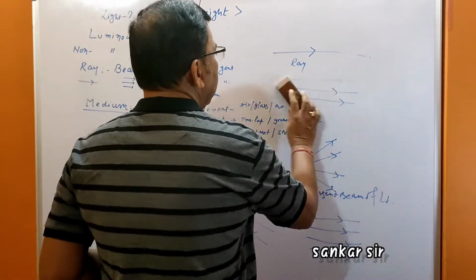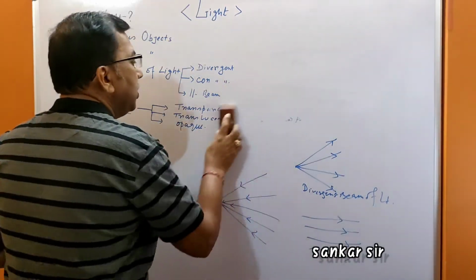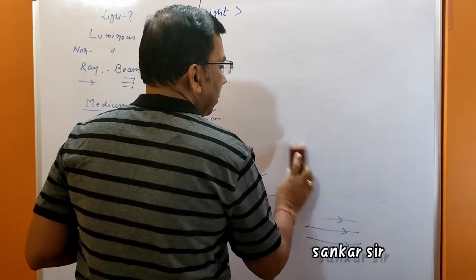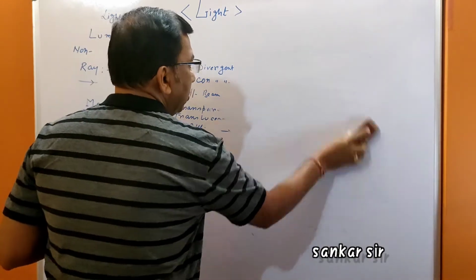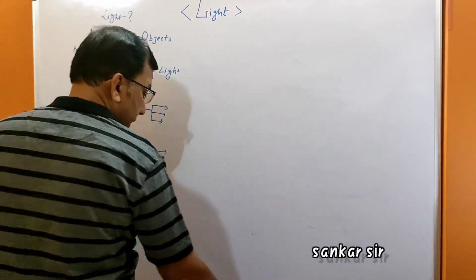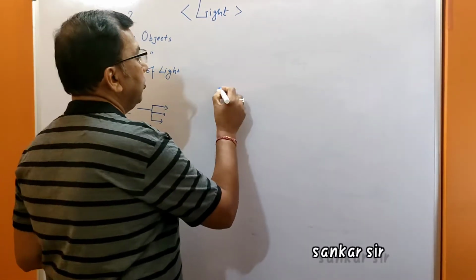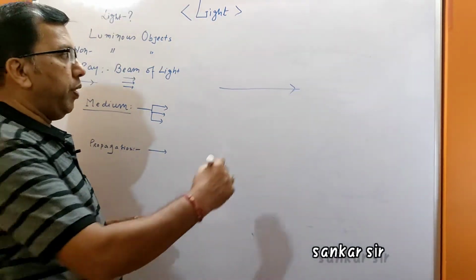And one thing is this, you always remember the light always travels in a straight path. There are so many experiments in your book also. You are also acquainted with so many examples. Light always travels in a straight line path, not bent.